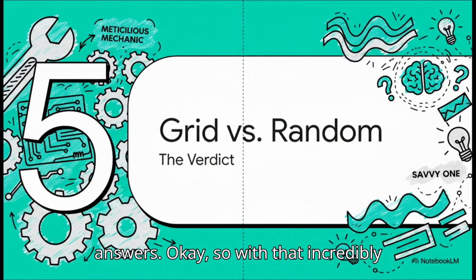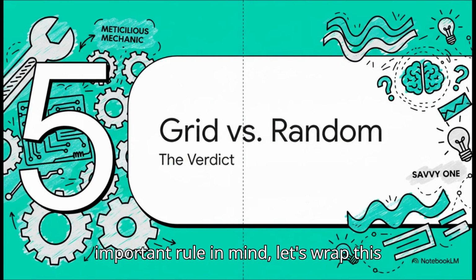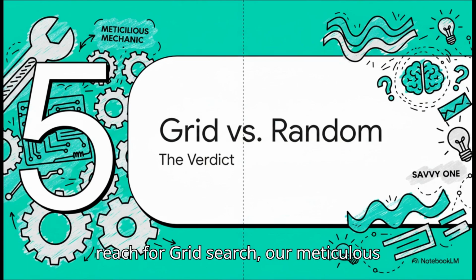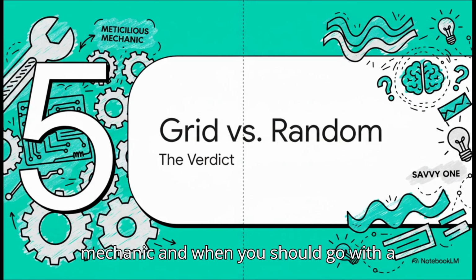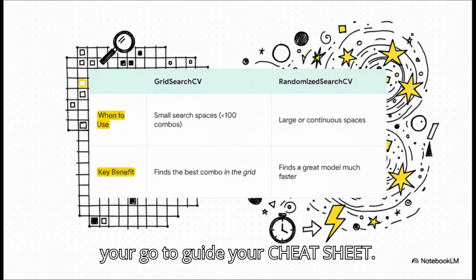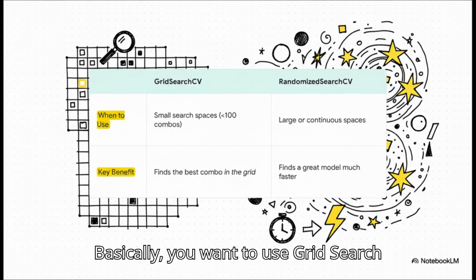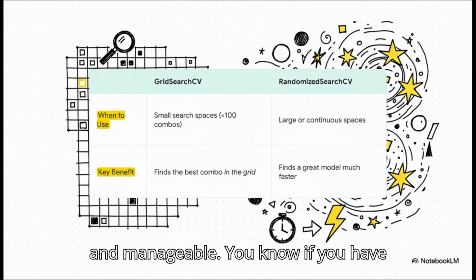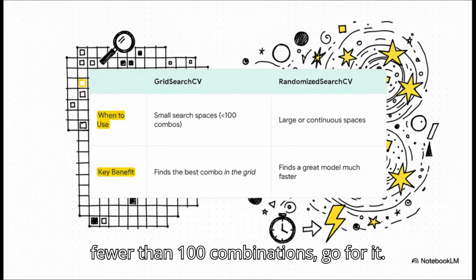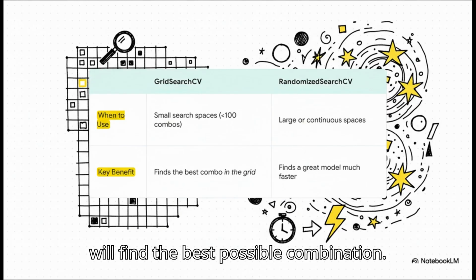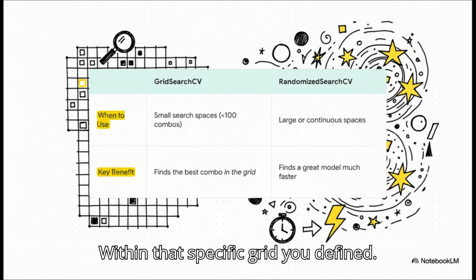Okay, so with that incredibly important rule in mind, let's wrap this up. Let's figure out when you should reach for grid search, our meticulous mechanic, and when you should go with a faster, more savvy random search. Here is your go-to guide, your cheat sheet. Basically, you want to use GridSearchCV when your search space is pretty small and manageable. You know, if you have fewer than 100 combinations, go for it. The big benefit is that it guarantees you will find the best possible combination within that specific grid you defined.